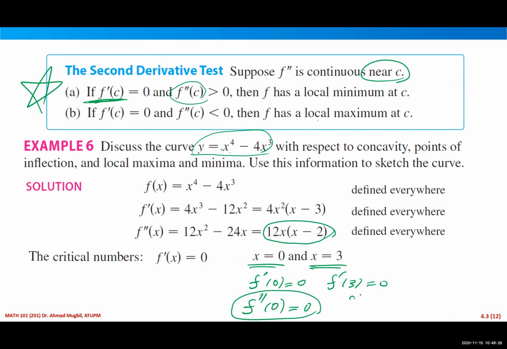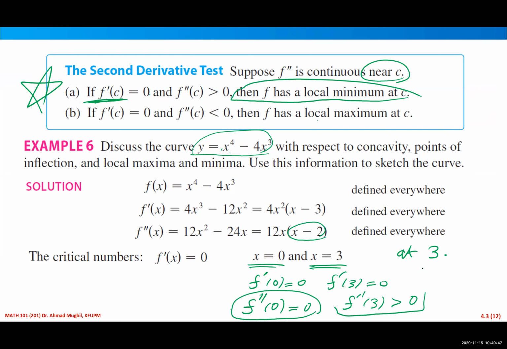Now, the second derivative at 3. What do you think? Is it positive or negative? Positive. This will be positive. So here at 3, what we have, shabab? We have a local minimum. So f at 3, substitute by 3 here, is a local minimum. So we applied now the second derivative test to find that.